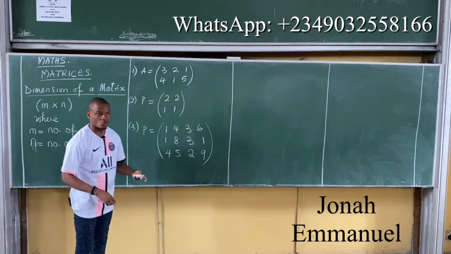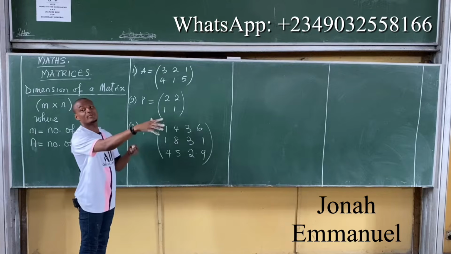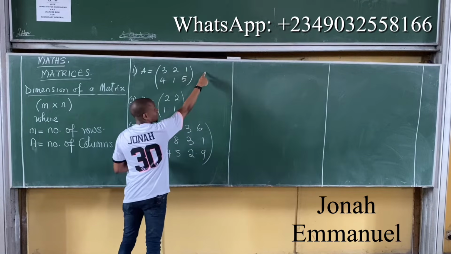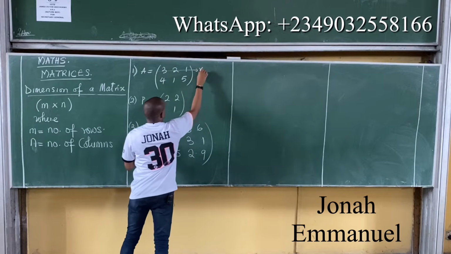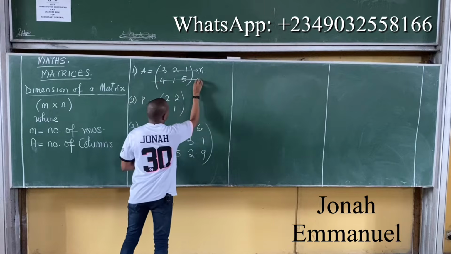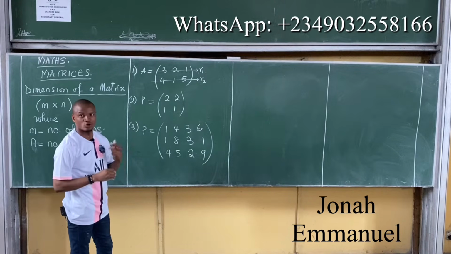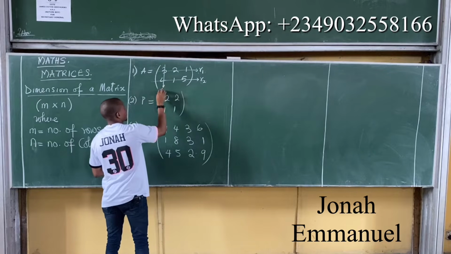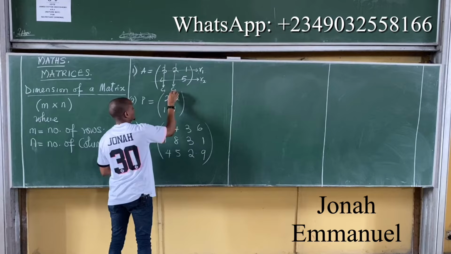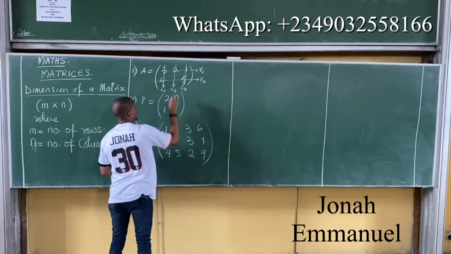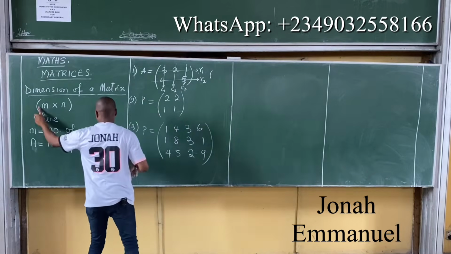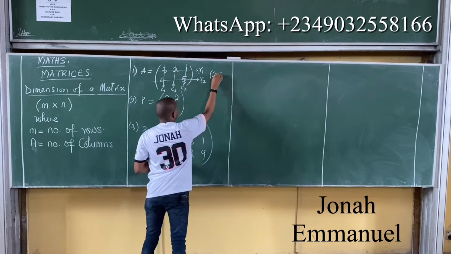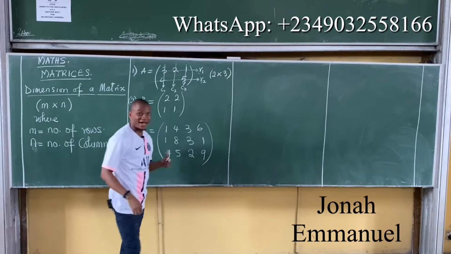Count rows. What's a row? The horizontal array of numbers. So I'll count them horizontally for A. This first horizontal one is row 1, and this one here is row 2. So it has 2 rows. Count your columns. What's a column? The vertical array of numbers. So I'm taking this vertically: C1, my first column, C2, my second column, and C3, my third column. What's the dimension? M by N, number of rows by number of columns. How many rows here? 2 rows. Becomes 2 by, how many columns here? 3. It becomes a 2 by 3 matrix.